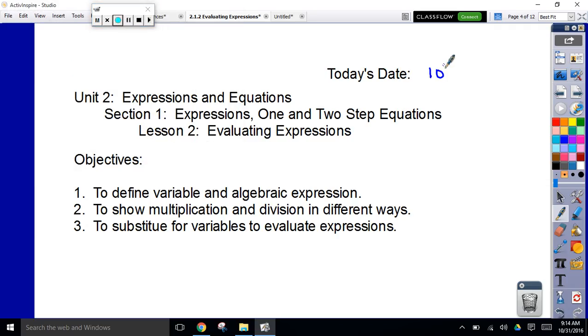Okay, so today's lesson is evaluating expressions.